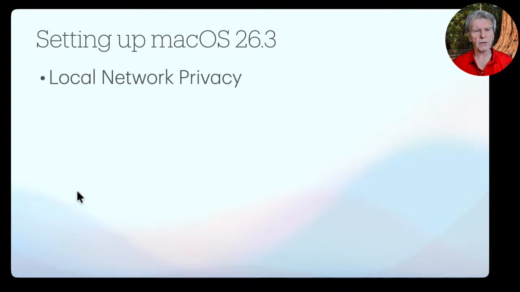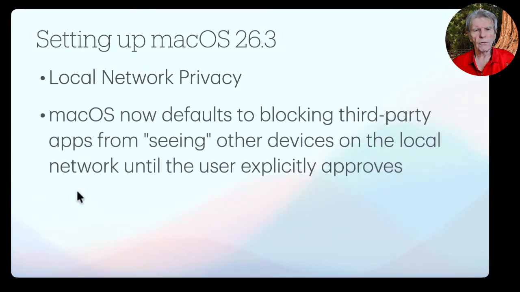So network privacy. It now defaults to blocking third-party apps from seeing other devices on your local network until you give it the OK. So you'll see a little pop-up that will say allow this app to see other devices on your network. So you have to think to yourself, does this app really need to see my other devices on the network? And of course, if the answer is no, then you would cancel that.